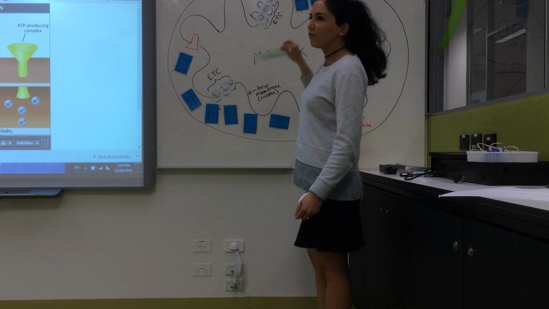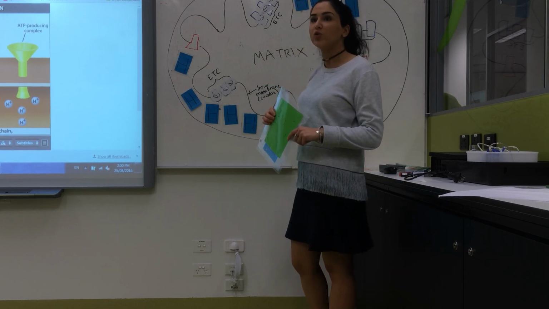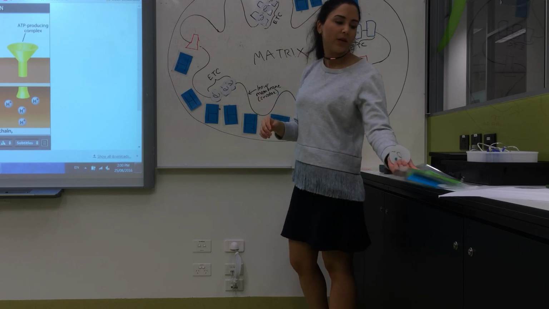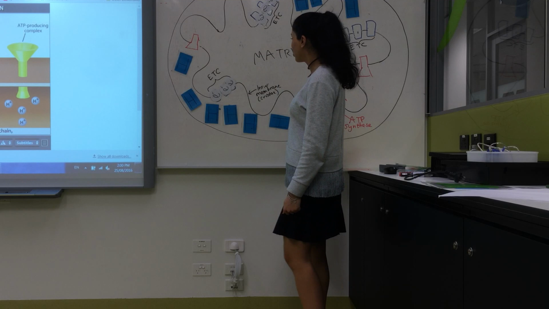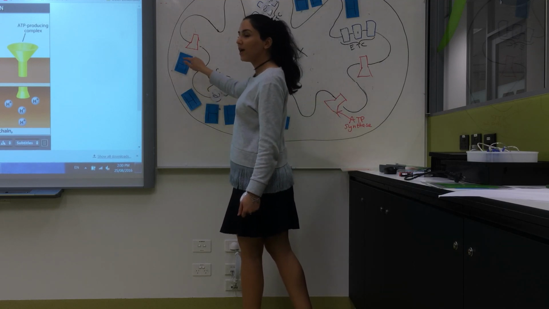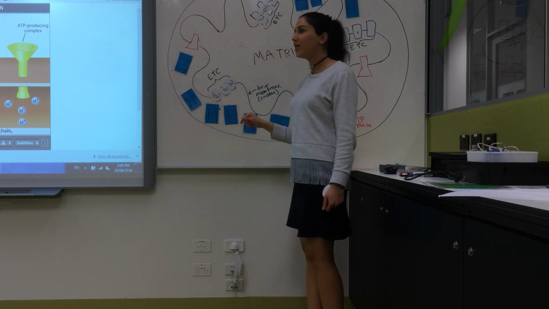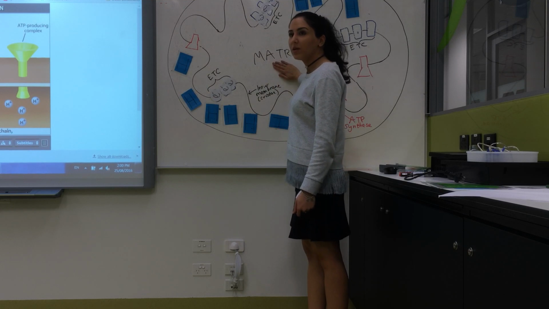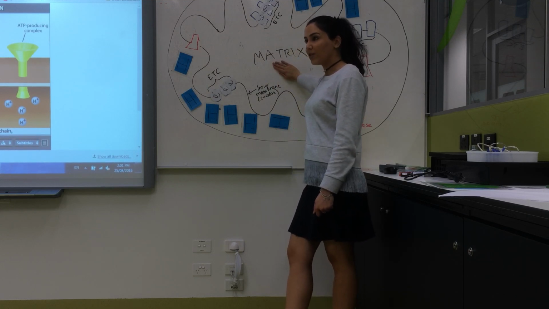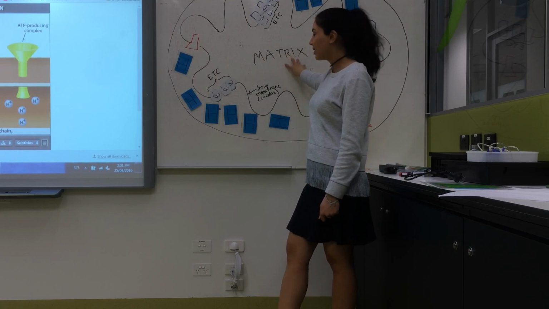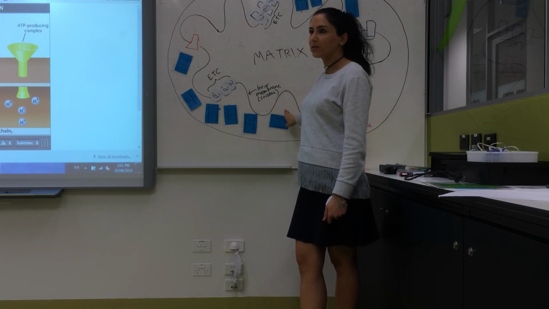So eventually you find that we have what's called a concentration gradient forming. So we have a high concentration of hydrogen in the intermembrane space and a low concentration of hydrogen in the matrix, because the electron transport chain has pumped all the hydrogen from the matrix into the intermembrane space.